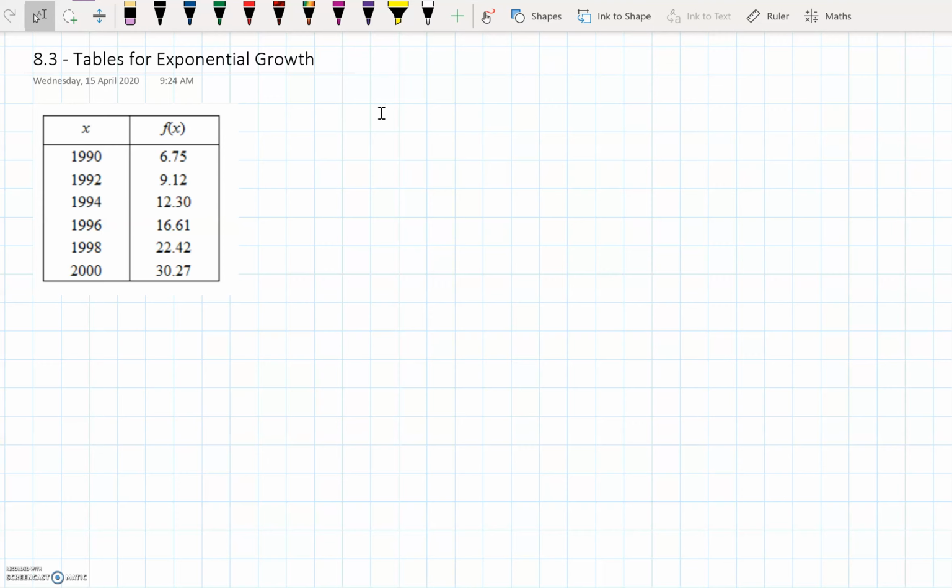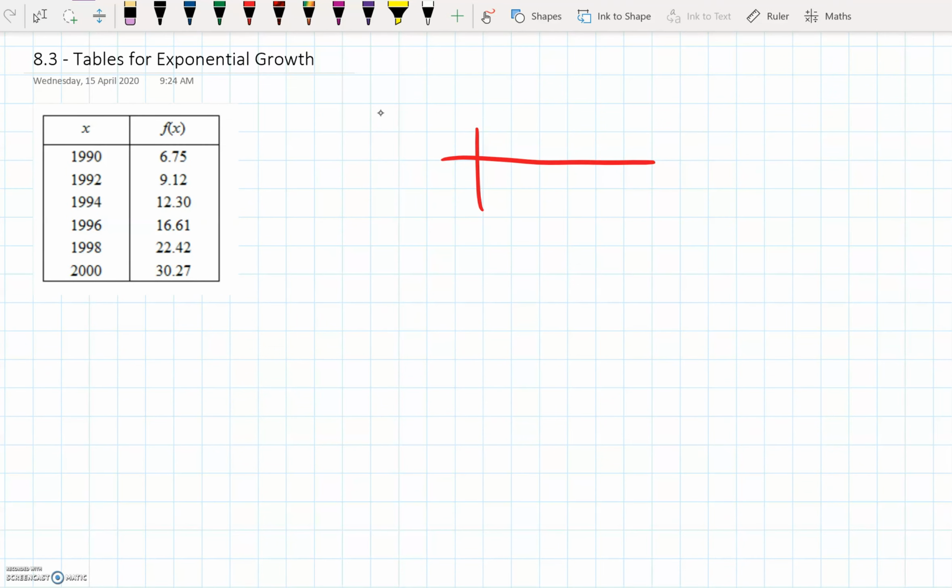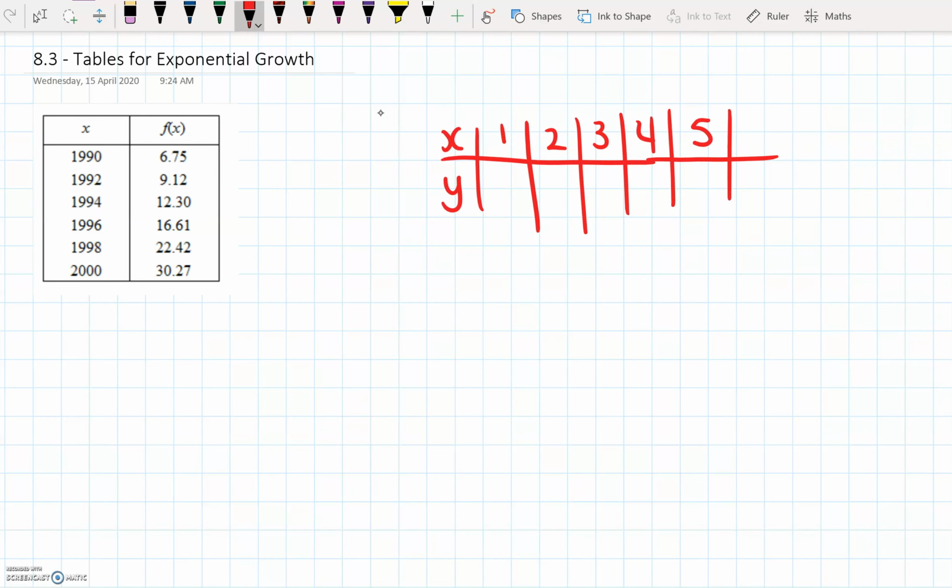Now firstly we always check to see whether it's linear. So always check first to see if we have linear change. What's happening if it was linear? For example, if we had a normal XY table, X, Y, and we had X is 1, X is 2, X is 3, X is 4, X is 5, and Y is, say, 8, 11, 14, 17, 18.